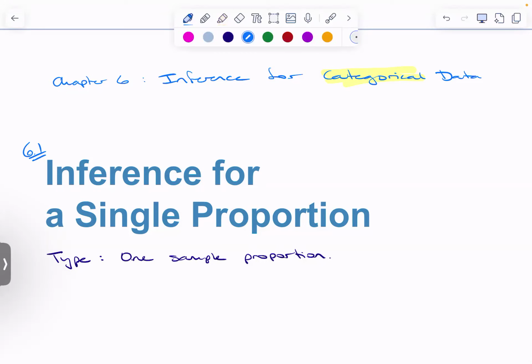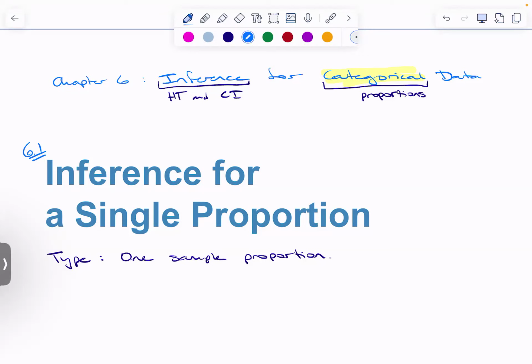Let's talk about what inference is. Inference is hypothesis testing and confidence intervals. It's an umbrella term for hypothesis testing and confidence intervals. Categorical data, right? From our two different types of variables, we can have a categorical variable or a numerical variable. And from a categorical variable, we analyze proportions, right? Counts out of some total.